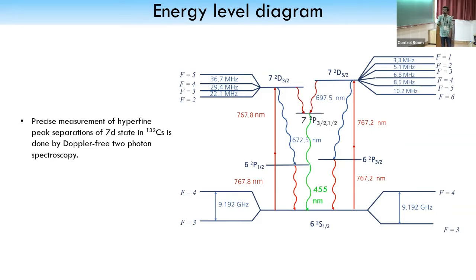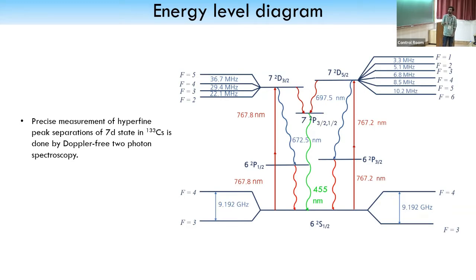In all the earlier measurements, instead of detecting this 672.5 nanometer, they detected another fluorescence which is at 450.5 nanometers. But this emitted fluorescence can be reabsorbed by cesium atoms that are in the ground state, so the signal strength that they detect will be smaller. So in our case, the signal to noise ratio of our spectrum will be much better as compared to this one. And we also have much better statistical uncertainty in our measurement as compared to all the other earlier measurements.